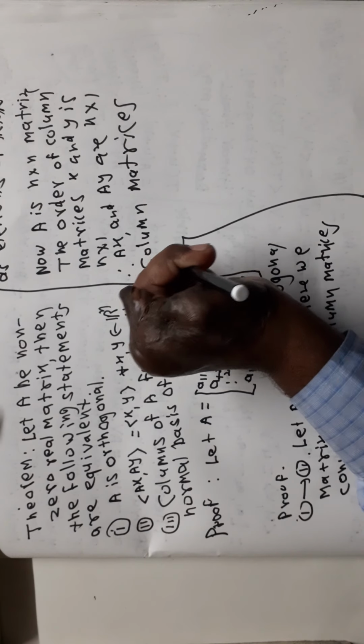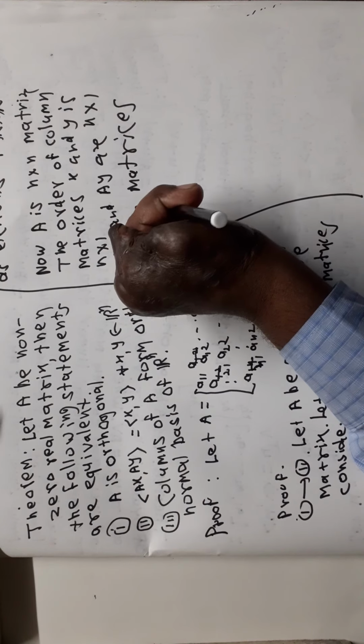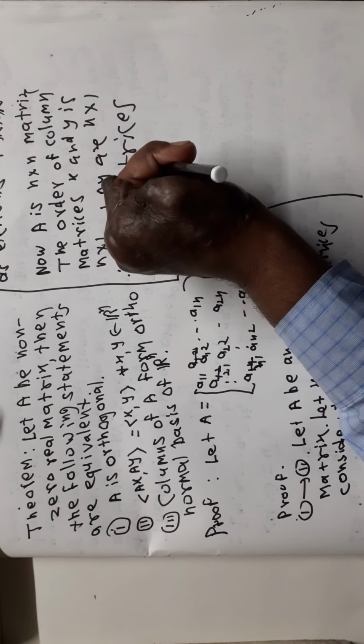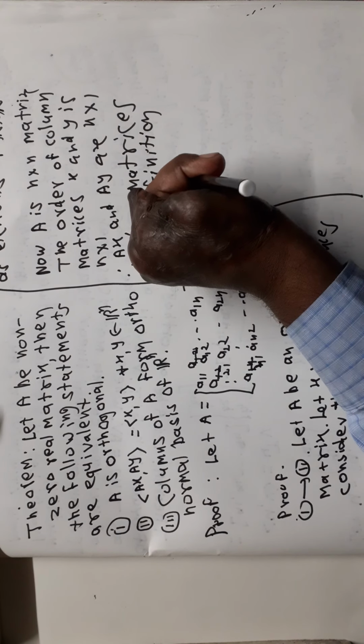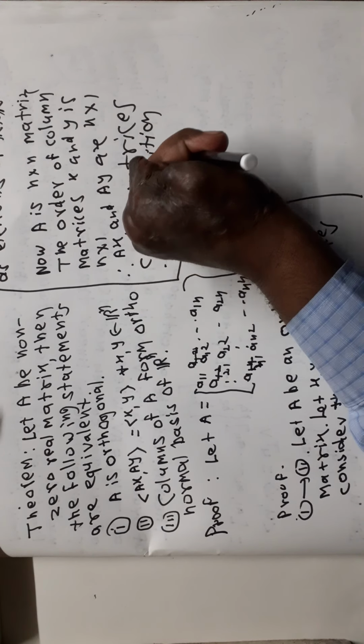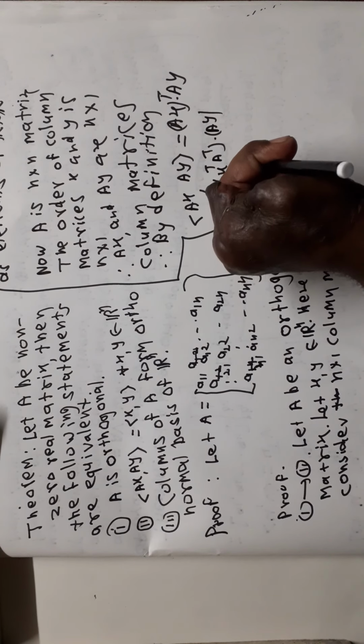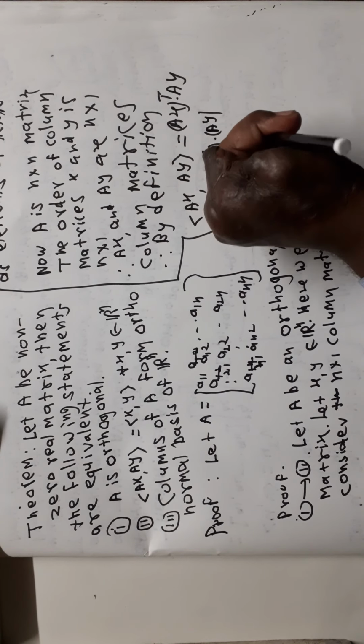Now by definition, angle bracket Ax comma Ay is equal to (Ax) transpose Ay, which is equal to x transpose A transpose Ay.